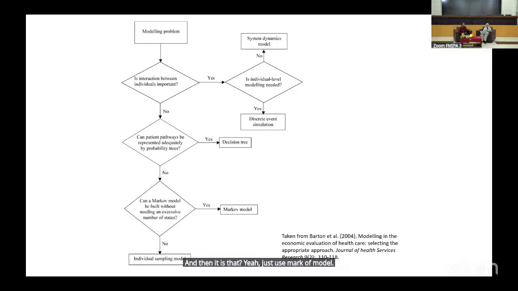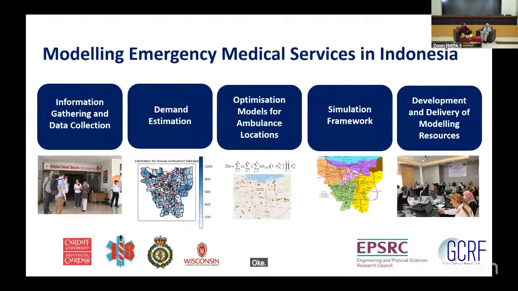Yeah? No need to be complicated. Or if not, that individual sampling model, like agent-based. Okay. So this is how you think about which model you need to use. Okay. Right. Now the last part is the example.